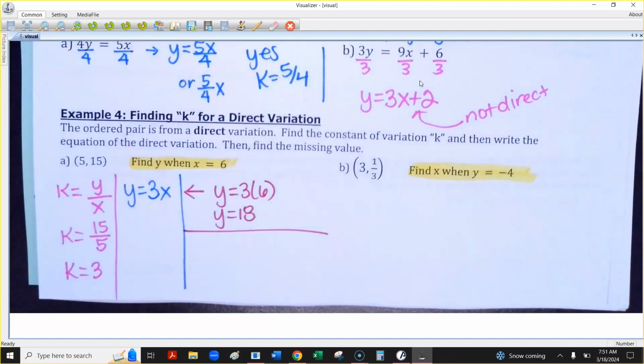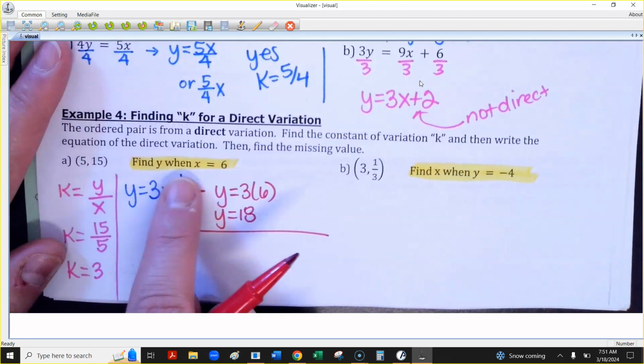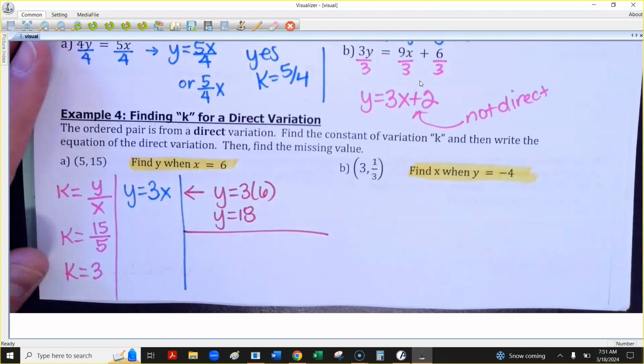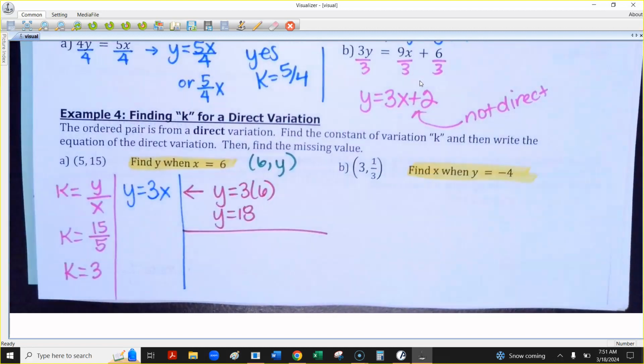Okay, now the other option, if you have a point, right? I have this 5, 15, and this says find y when x was 6. So this would correspond to, okay, the point 6, and then I don't know what y is.